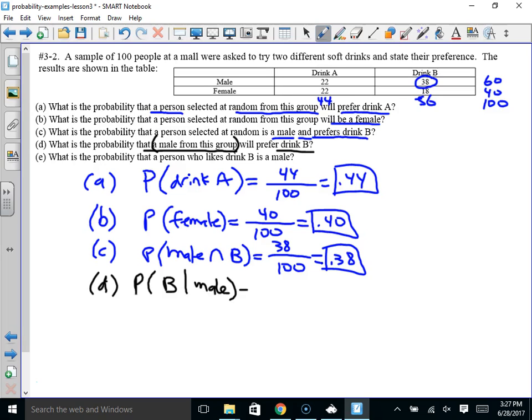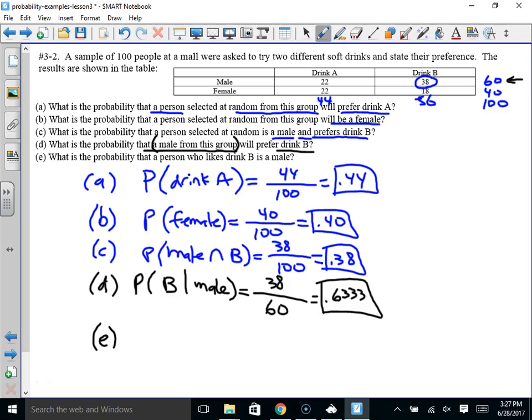So this one is a conditional probability, and that means that the bottom of the fraction has to come from just the males. So if we look at the males, that means we're restricting ourselves only to the male column. So only out of the 60 males, it would be the males who like B, which would be 38. So this time it would be 38 only out of the males, 38 out of 60, which turns out to be 0.6333. So that one's a conditional probability, and it's sometimes hard to get that from the wording.